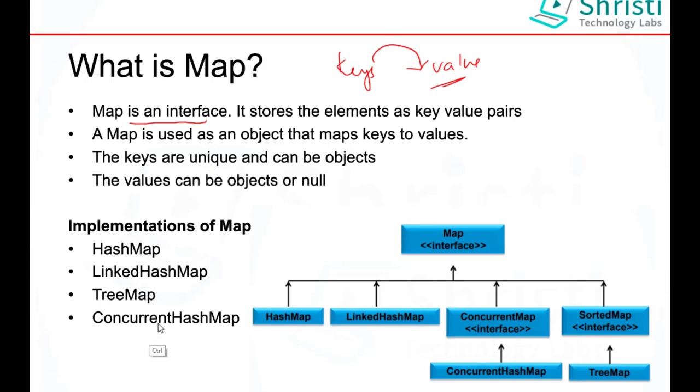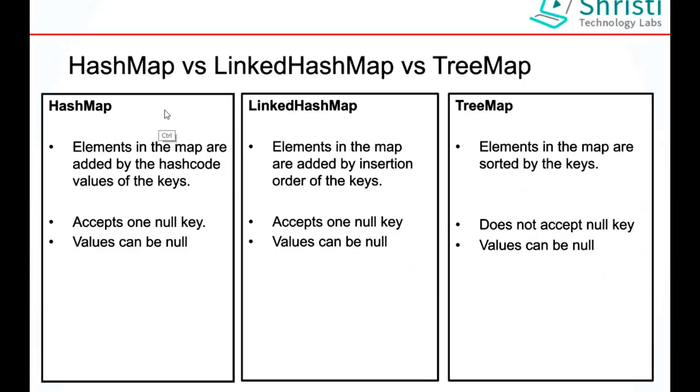These are the implementation classes under the Map interface: HashMap, LinkedHashMap, TreeMap and ConcurrentHashMap. Now let us see the difference between HashMap, LinkedHashMap and TreeMap.